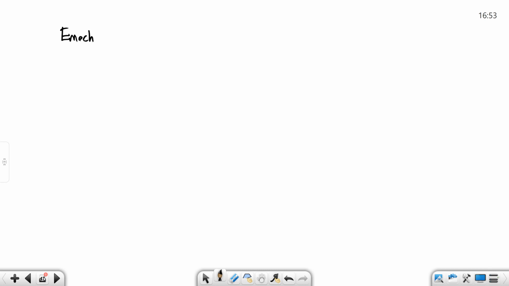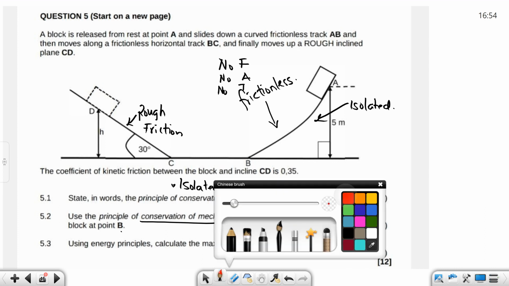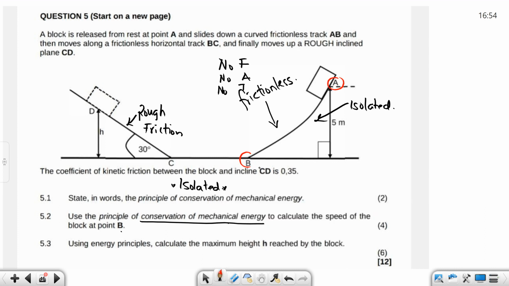I want to show you something quickly. Okay, check here. The examiner says to calculate the speed of the block at point B. So where are we working at? We're working at A and B. But because mechanical energy is conserved, we are saying that the mechanical energy at point A is the same as the mechanical energy at point B.